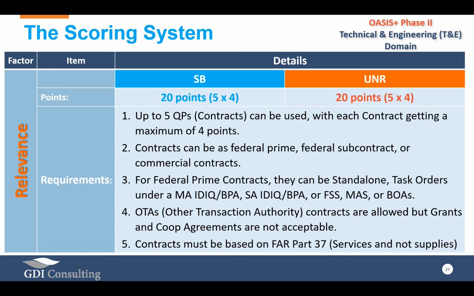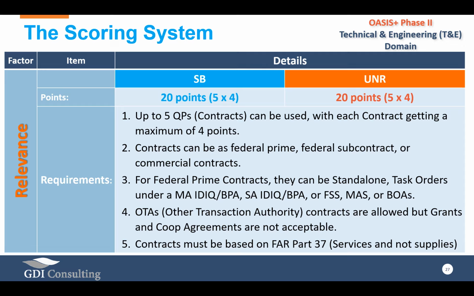Now, 5 QPs, I said, well, 5 contracts. Now, the type of these contracts can be federal prime contracts, federal subcontracts, or commercial contracts. And commercial means state and local as well. Or maybe you work for Apple or for some other company. That's commercial, as well as any contracts that you had with state and local entities. But there's no difference for the government. For OASIS Plus, there's no difference between federal prime or commercial contracts. You get the same points.